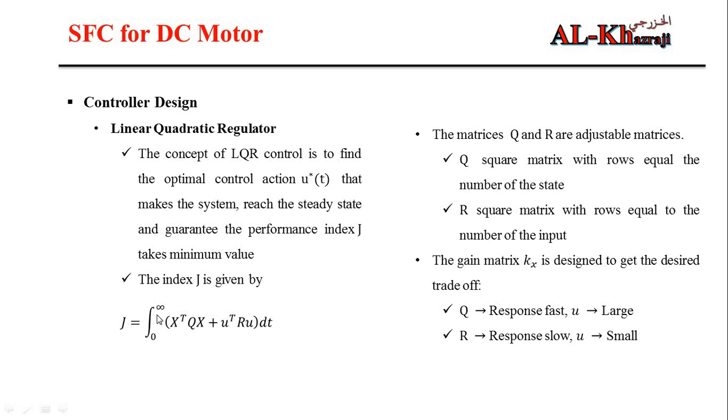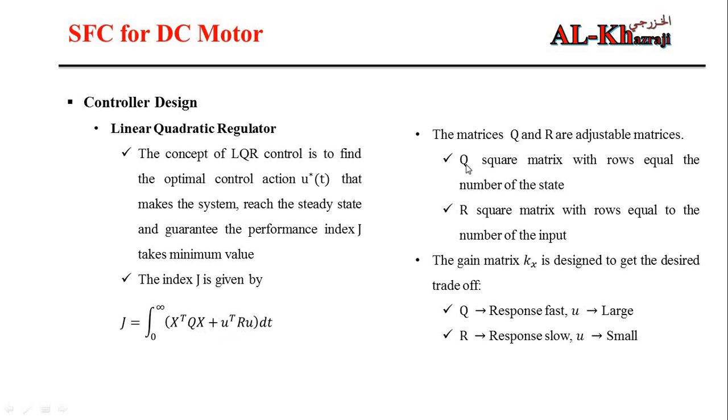Linear quadratic regulator uses this index in order to generate the optimal U submitted to the system in order to improve the performance of the system. Now, as compared to pole placement, where the strategy is to select the location of the poles and then generate the feedback gain matrix K, for the LQR we have two adjustment matrices, Q and R.